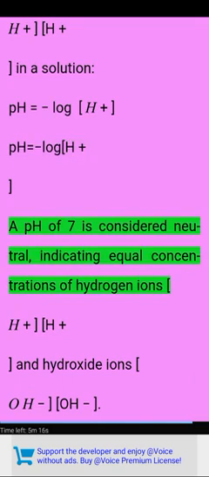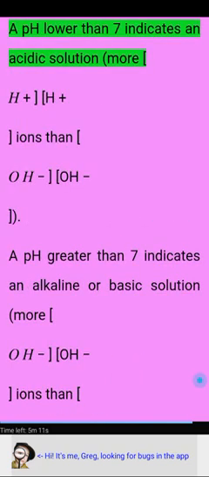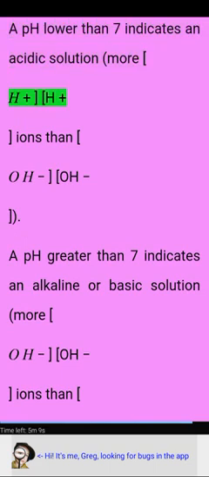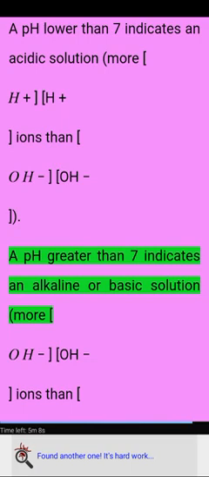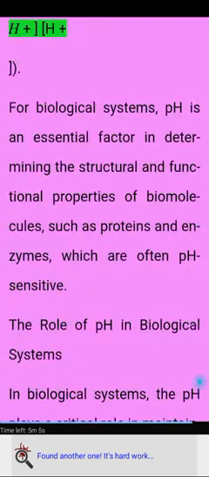A pH of 7 is considered neutral, indicating equal concentrations of hydrogen ions (H+) and hydroxide ions (OH-). A pH lower than 7 indicates an acidic solution, with more H+ ions than OH- ions. A pH greater than 7 indicates an alkaline or basic solution, with more OH- ions than H+ ions.